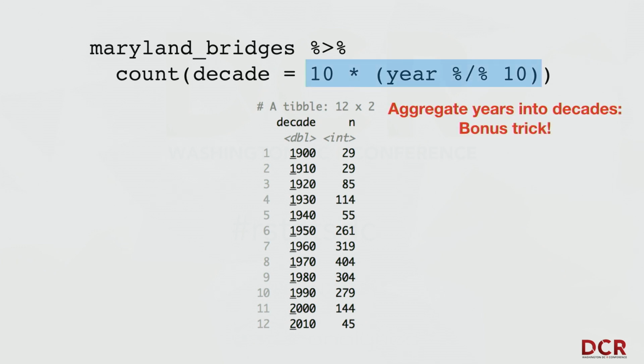So in fact, there's a trick, 10 times year, that's truncated division 10. That's a way you can aggregate years in a decade, which offers a bonus trick within this one. Who already knew that you could create new variables in a group by or count? It's actually more obscure than I expected, but that's a really fun trick. It saves you an extra step of creating a variable.